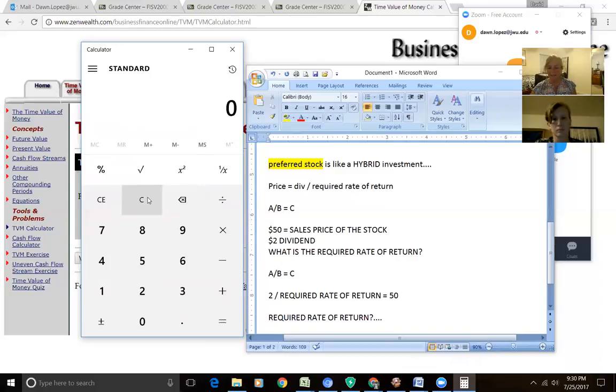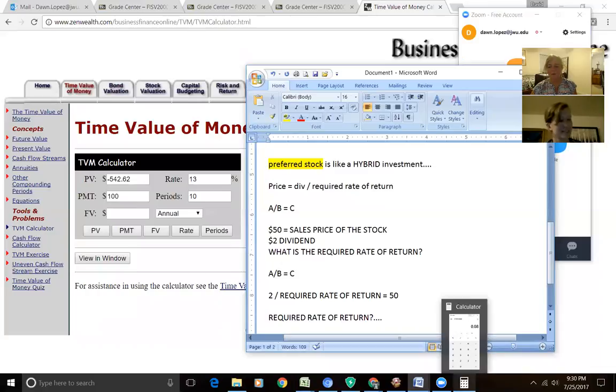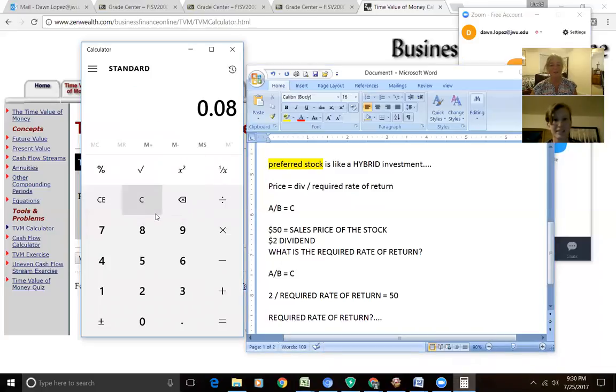Sometimes I can't talk and think at the same time. Hold on. No. Oh, I am. I apologize. I'm talking backwards is what I'm doing. And you know what my problem is? I need my lines written straight across versus on slants. I do apologize. So 2 divided by what equals 50.